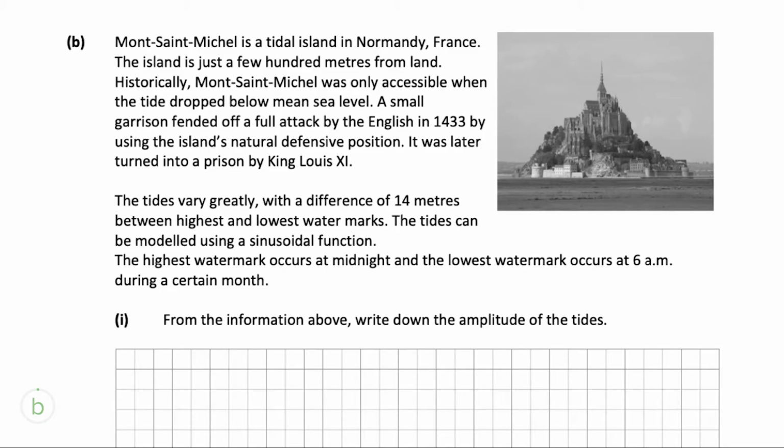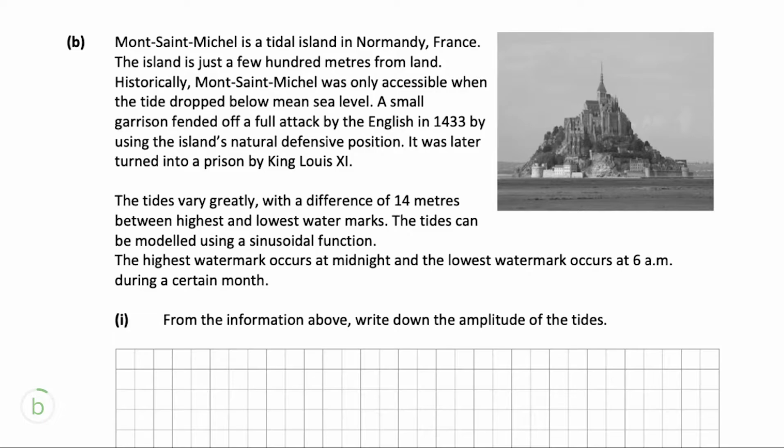Okay, now part B says Mont Saint-Michel is a tidal island in Normandy, France. The island is just a few hundred meters from land. Historically, Mont Saint-Michel was only accessible when the tide dropped below mean sea level. A small garrison fended off a full attack by the English in 1433 by using the island's natural defensive position. It was later turned into a prison by King Louis XI.